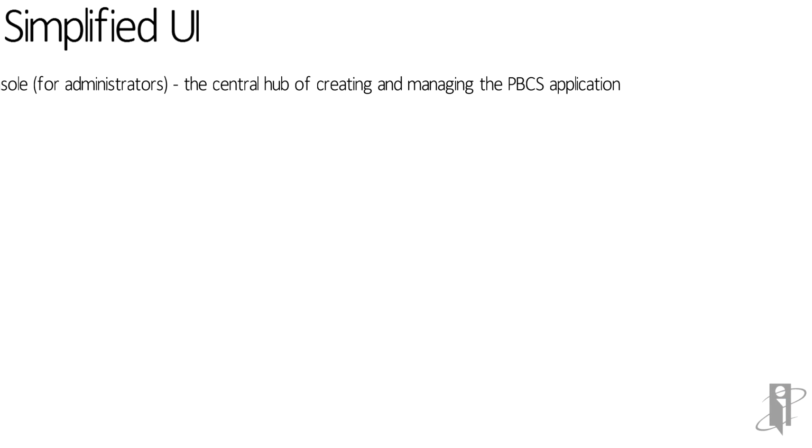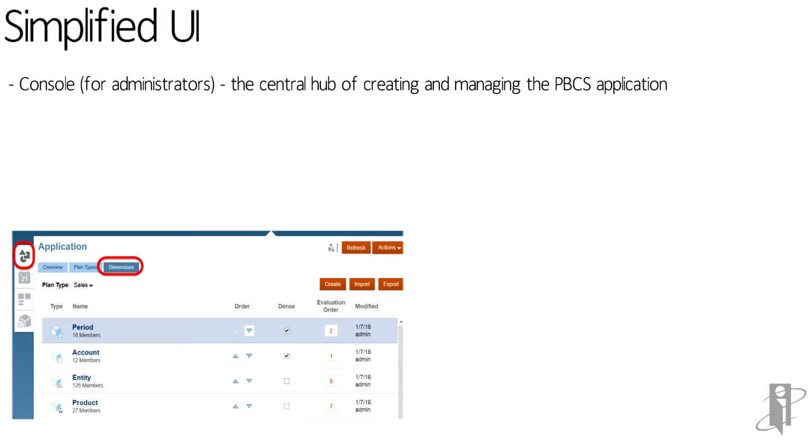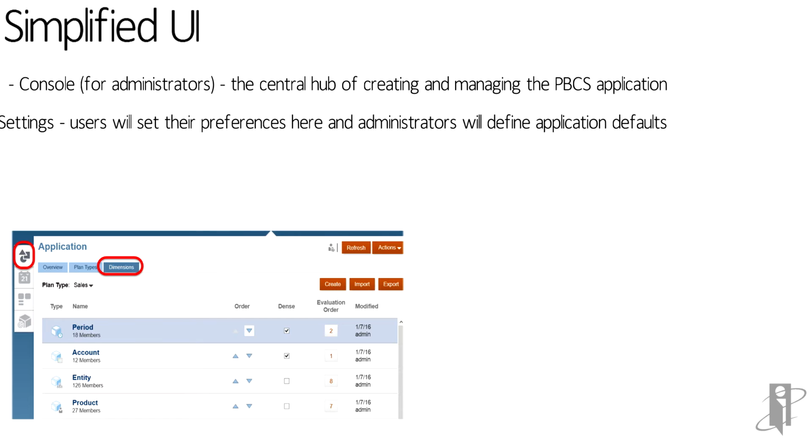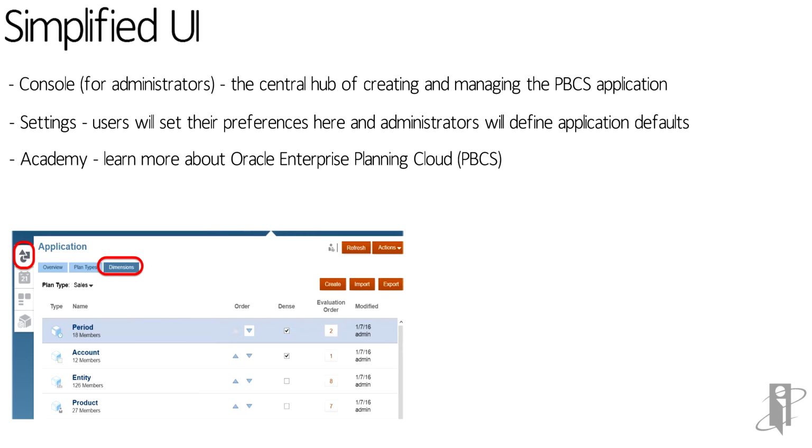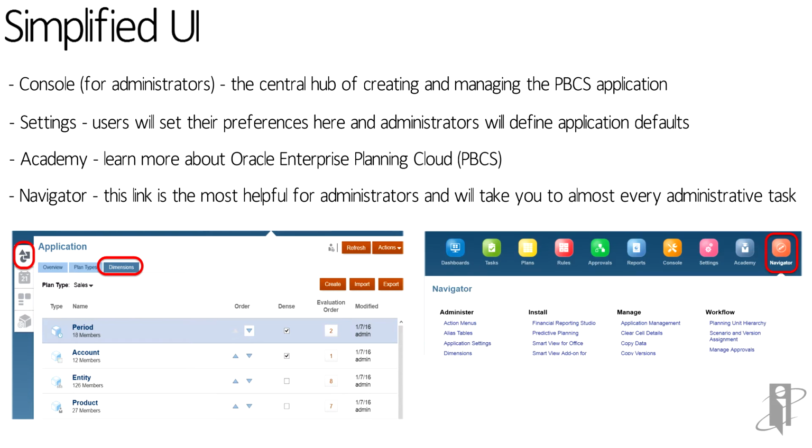Through the simplified UI, if you're an administrator, you can access the console, which is the central hub of creating and managing your PBCS application. All users can see the settings, which is where they define their preferences. And this is where administrators can also define application defaults. You can access the Academy, which has great tools and tutorials on how you can learn PBCS. Navigator is the final link for administrators and users to be able to jump to different types of administrative tasks.